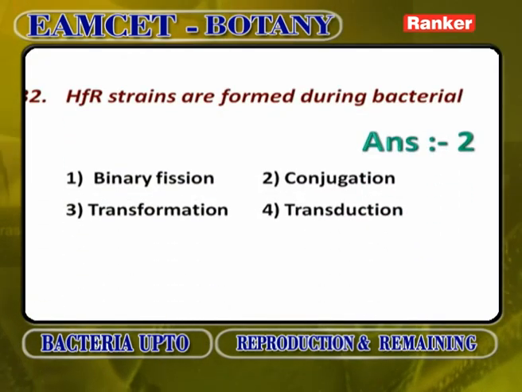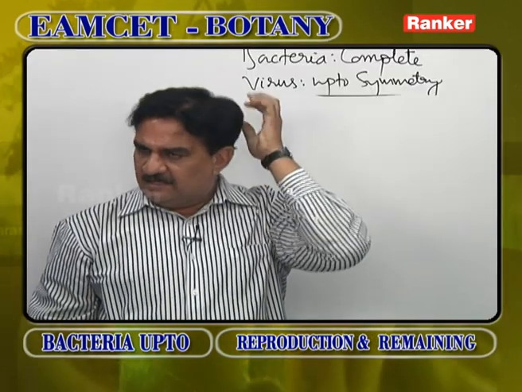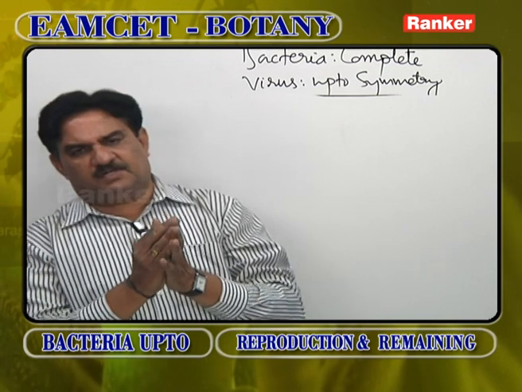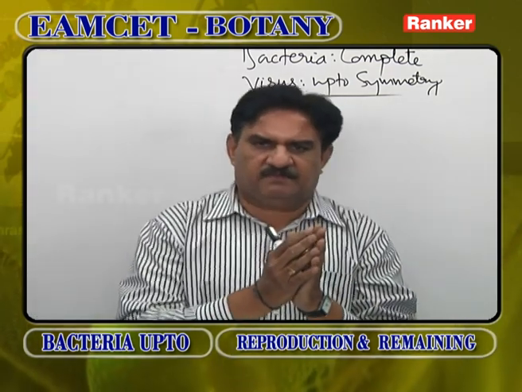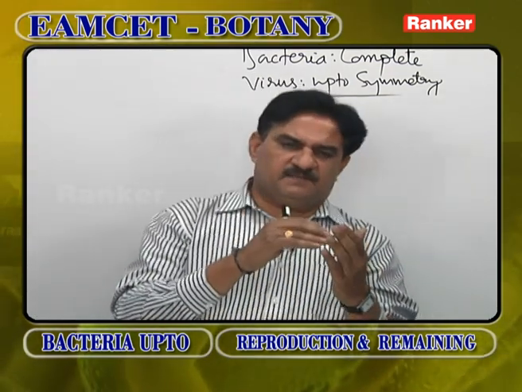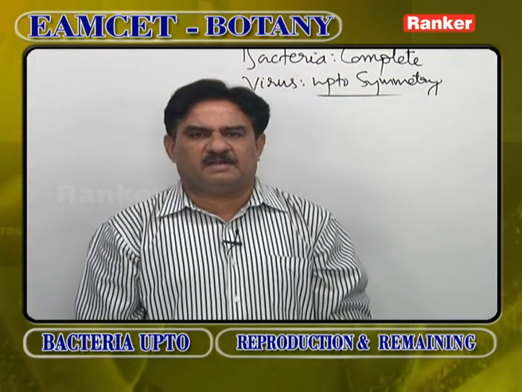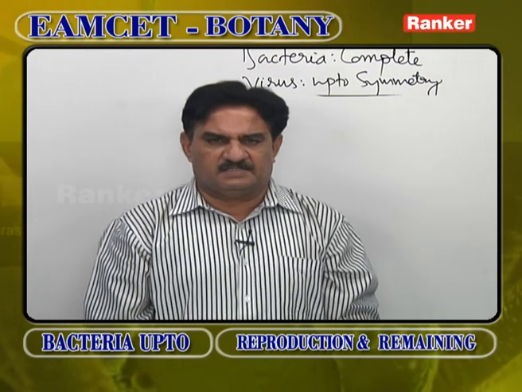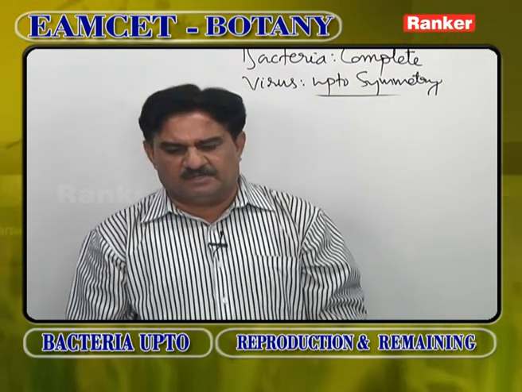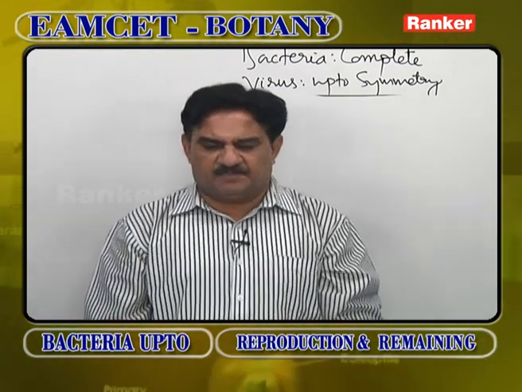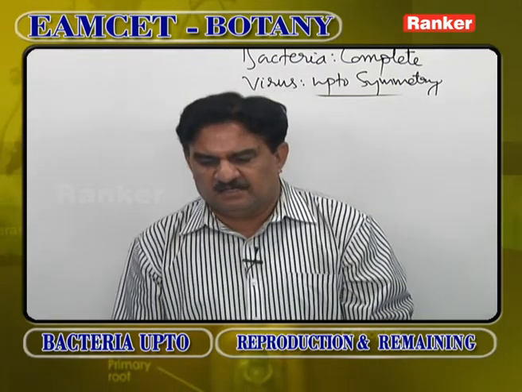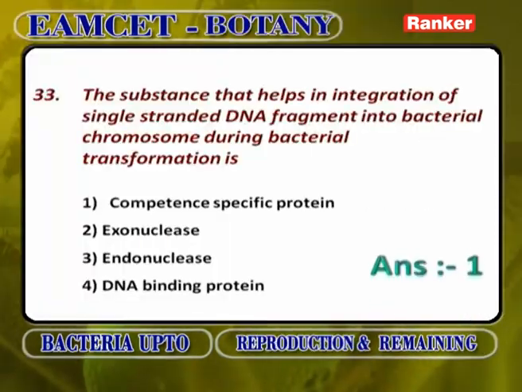Hfr strains are formed during bacterial conjugation. Hfr means high frequency of recombination, where the plasmid is incorporated into the DNA of the bacterial cell. During conjugation, two cells come close and sex pili form a conjugation canal. Immediately the Hfr strain undergoes replication and enters the other cell either completely or partially. That is why the zygote formed is called a partial zygote. So, binary fission is wrong, transformation is wrong, transduction is wrong, the answer is conjugation.